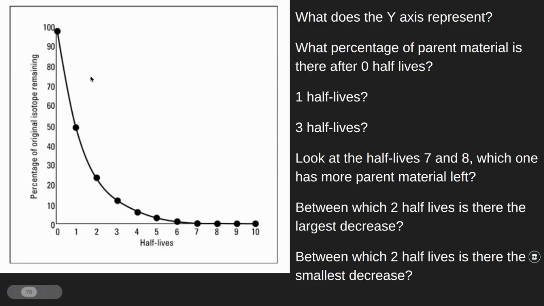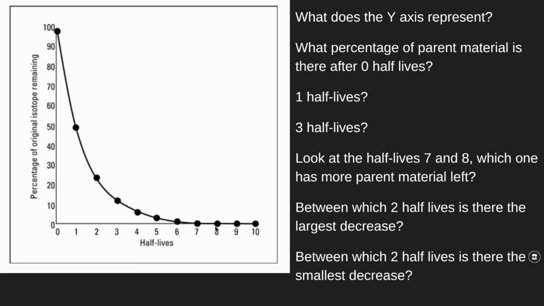The reason I really know that is because I just keep dividing this number in half. 100 divided in half is 50. 50 divided in half is 25. 25 divided in half is 12.5. 12 and 5 tenths.